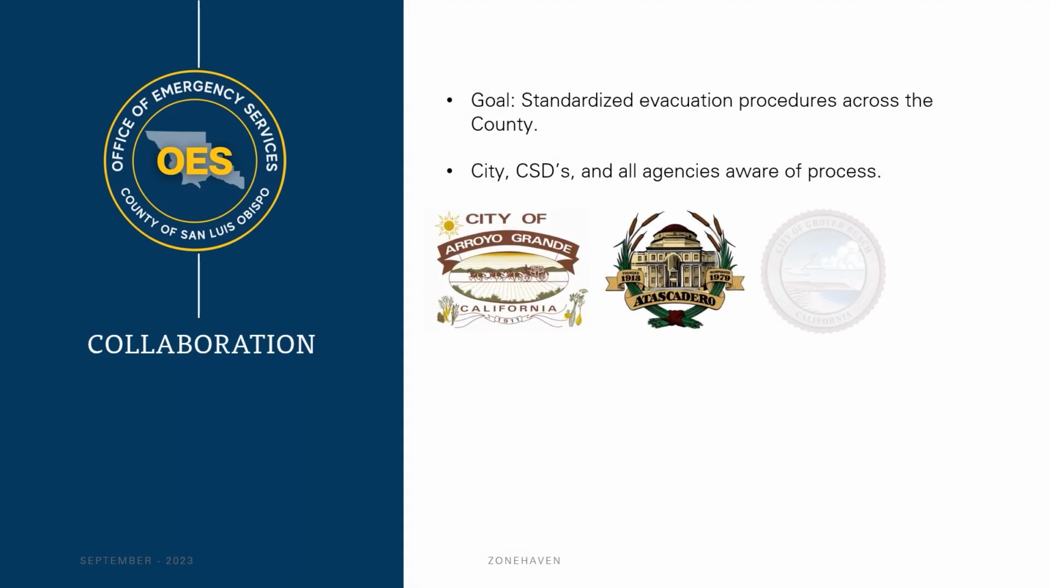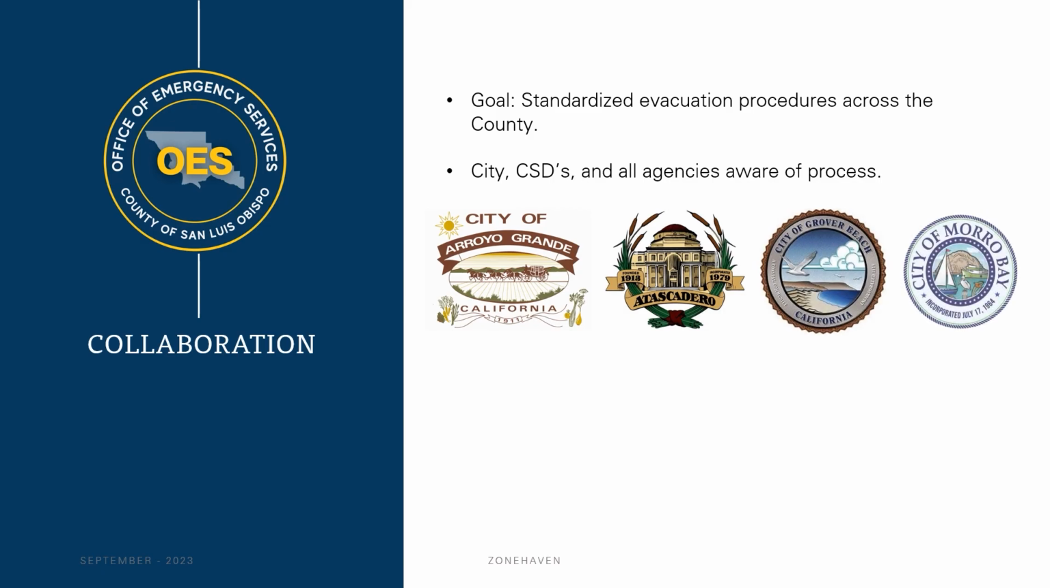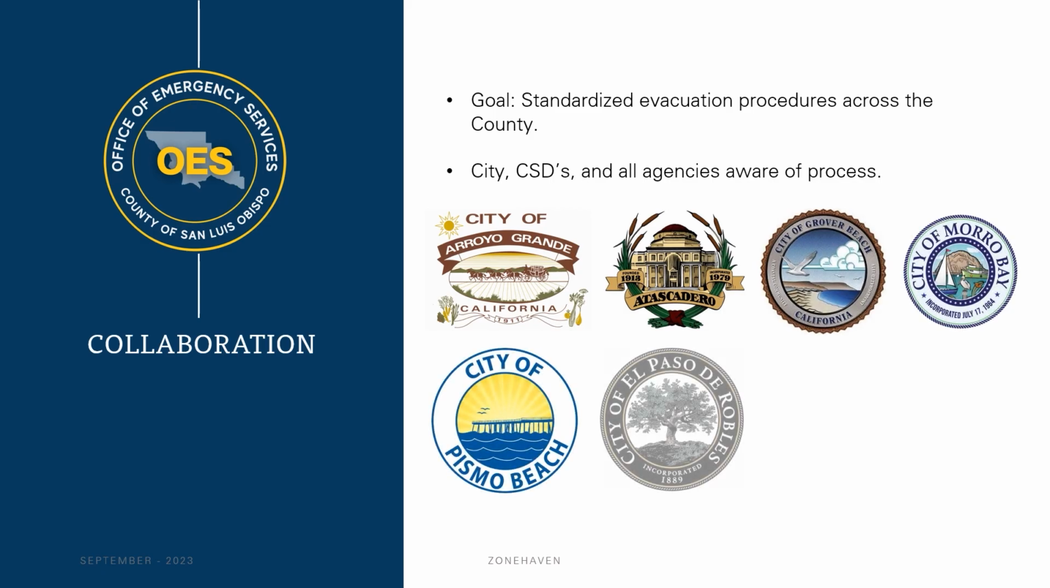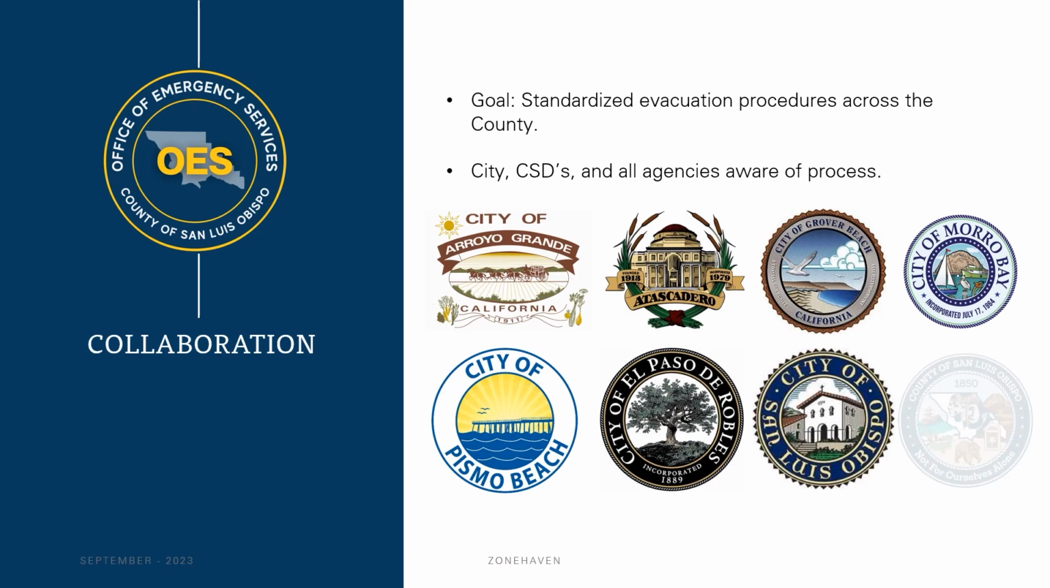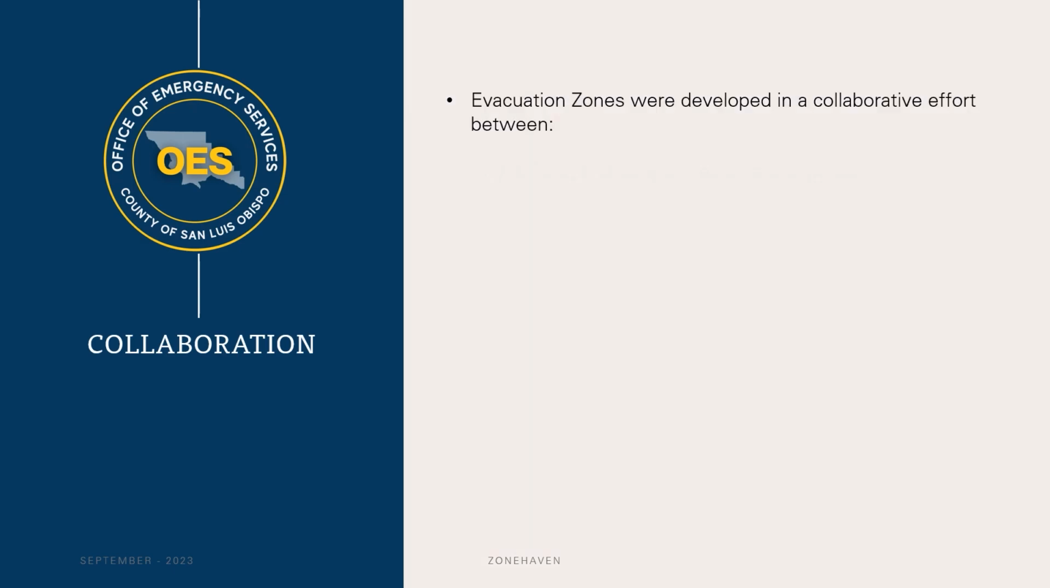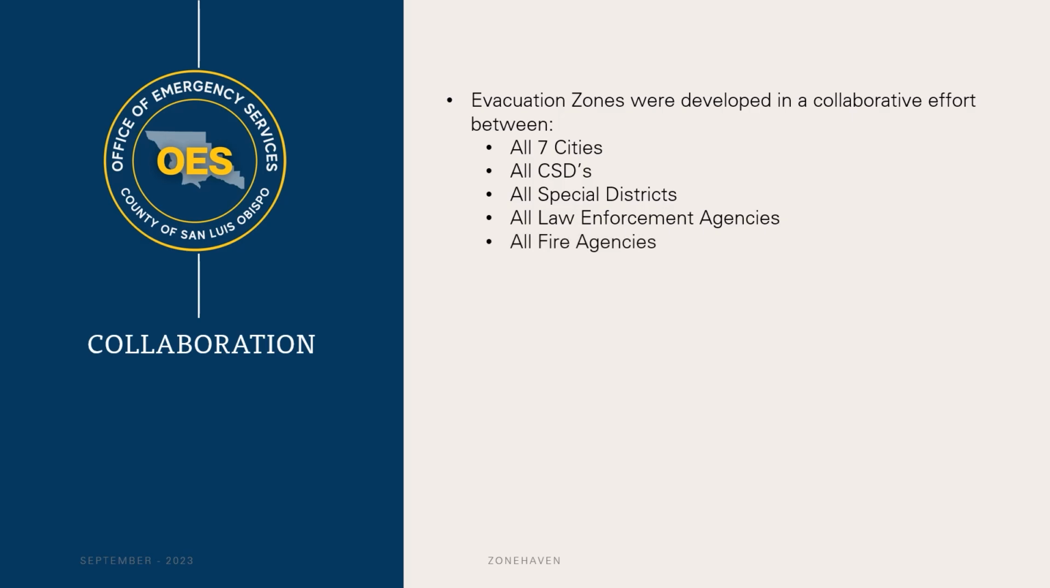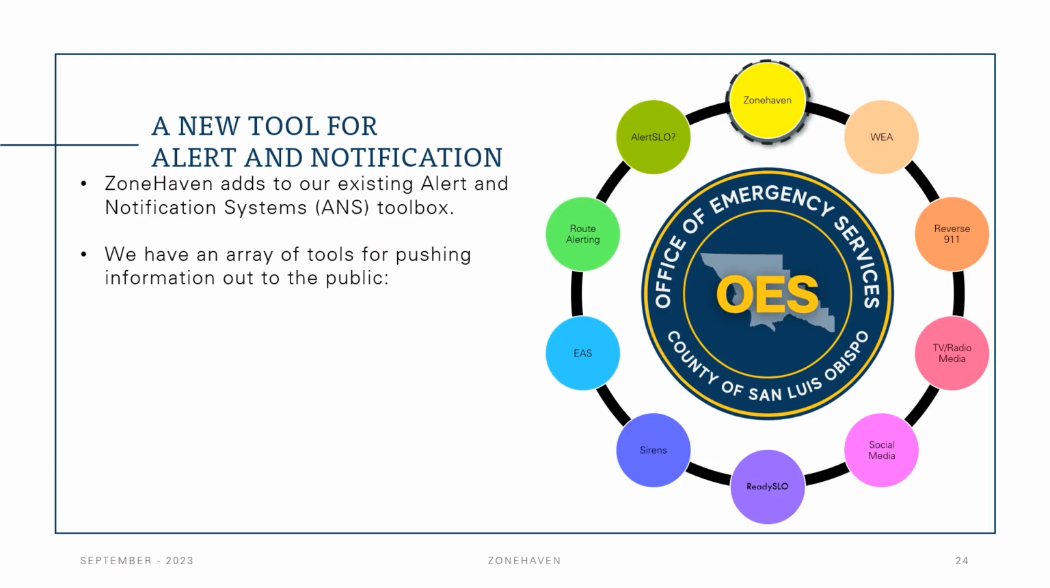So where we're going with this is that we want to have a collaborative effort with all jurisdictions in the county so that our evacuation procedures are standardized. And so it doesn't matter if you're from San Miguel or Nipomo, the evacuation process is the same. So the collaborative effort has been put together with all 7 cities, all CSDs, all special districts, all law enforcement agencies, and all fire agencies. So ZoneHaven simply adds to our current alert notification system toolbox.